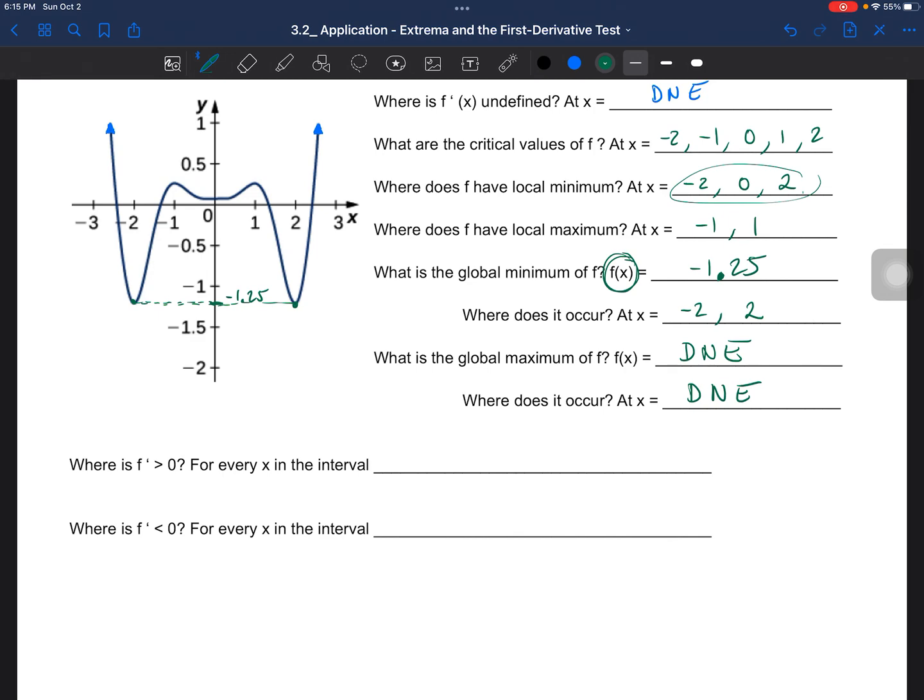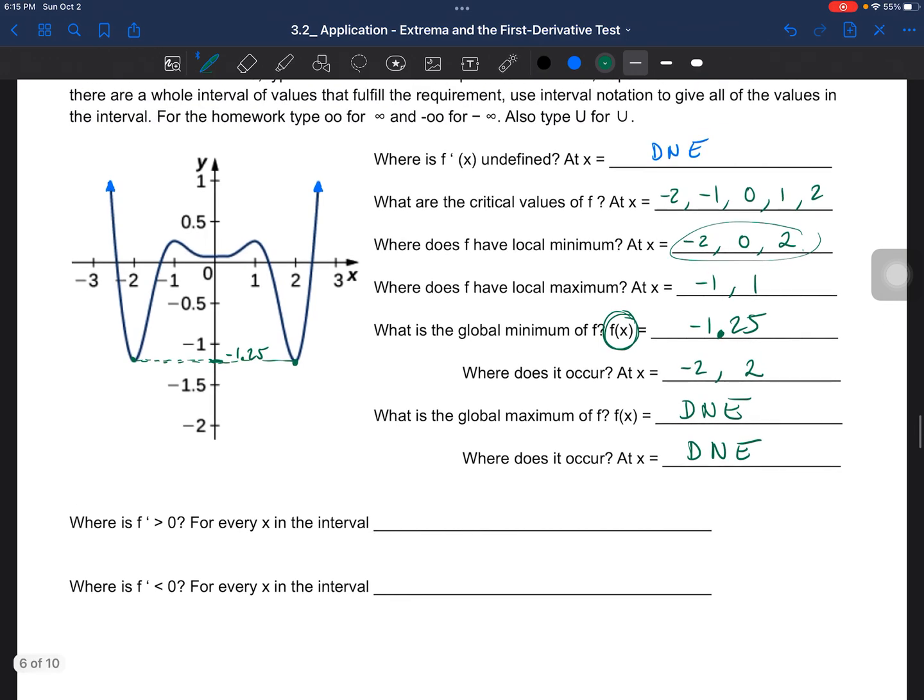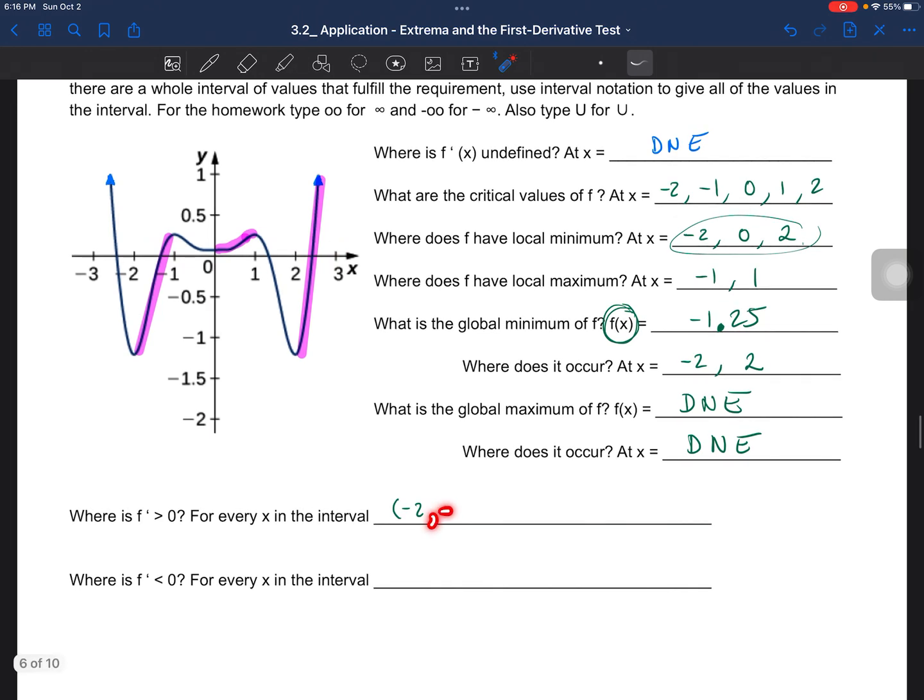The last part is asking us to find where the derivative is greater than 0. So pretty much it is asking us to know when the function is increasing. So we can highlight it. That is increasing in this region, and then increasing from here to here, right? But they're asking us where this is happening. So it happens from negative 2 to negative 1, and from 0 to 1, and from 2 to infinity. There you go.